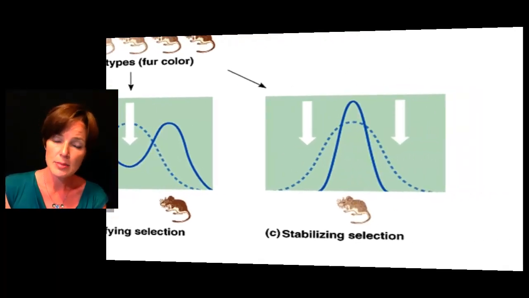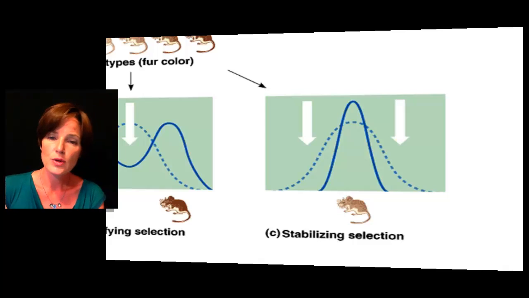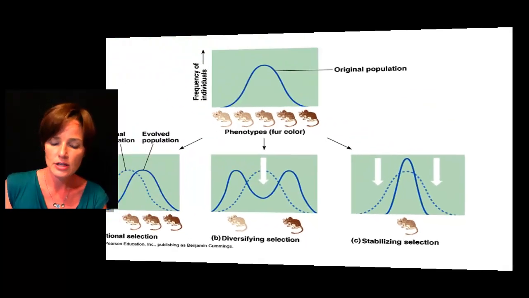The last one, stabilizing selection, that is going to specifically select for the intermediate phenotypes. So we start to see even fewer of the extreme colors here. So we have fewer white colored ones or light tan, and we have fewer darker ones. We have a lot more of the medium colored individuals.